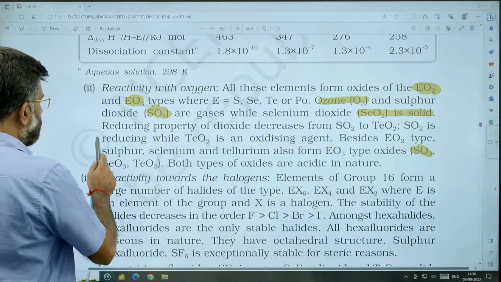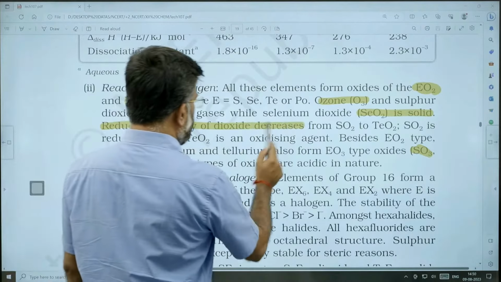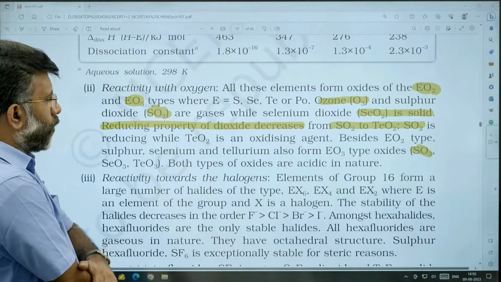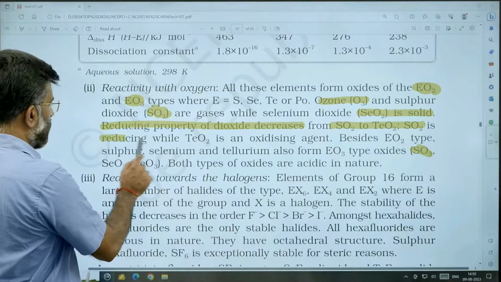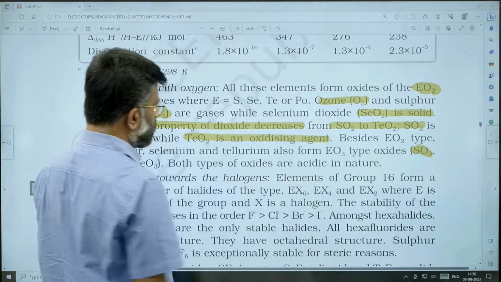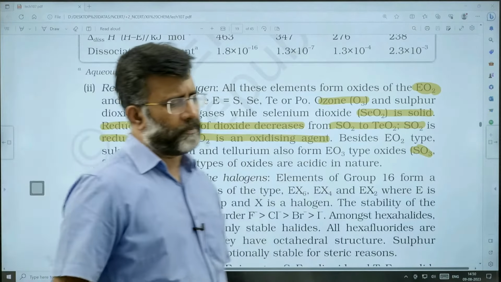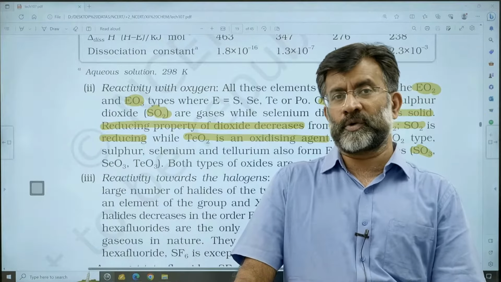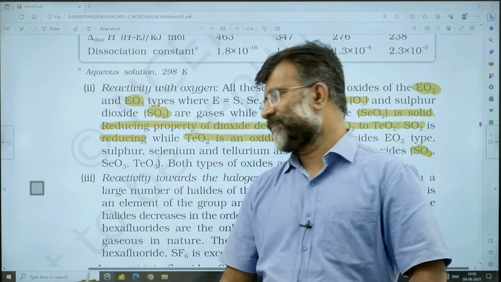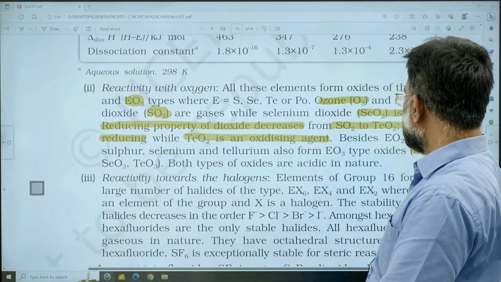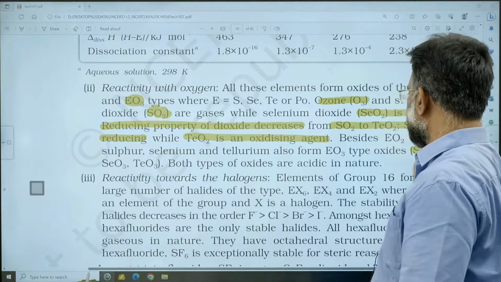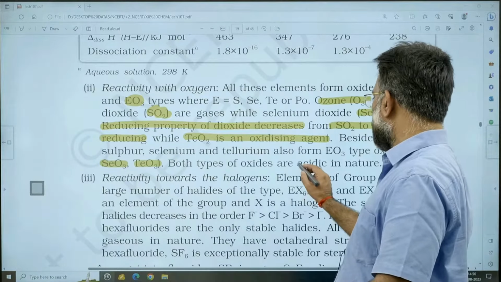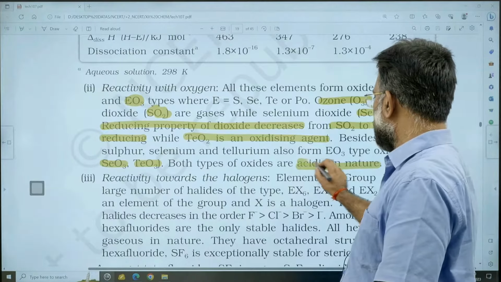You see, this is an important point. The reducing property of dioxides decreases from SO2 to TeO2. SO2 is reducing in nature while TeO2 is an oxidizing agent. Very important points. Besides the EO2 type, there are EO3 oxides: SO3, SeO3, TeO3, etc. They are all acidic in nature.